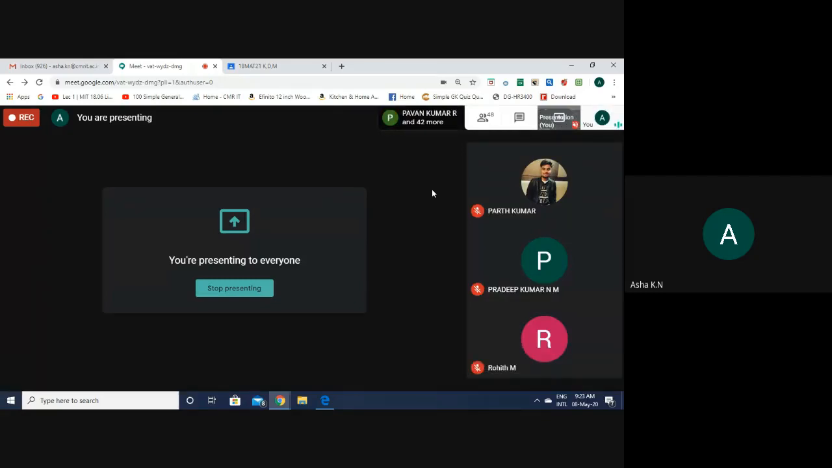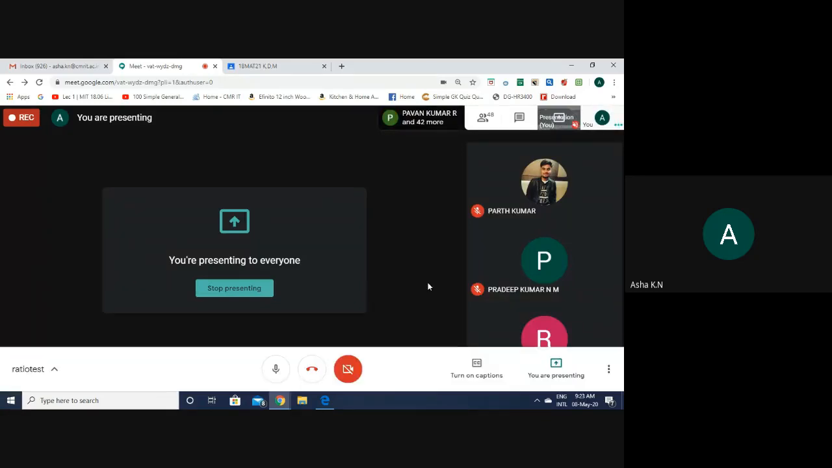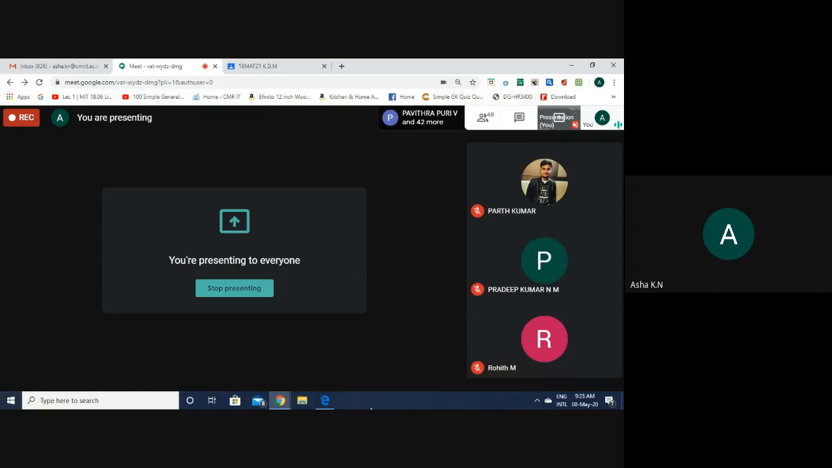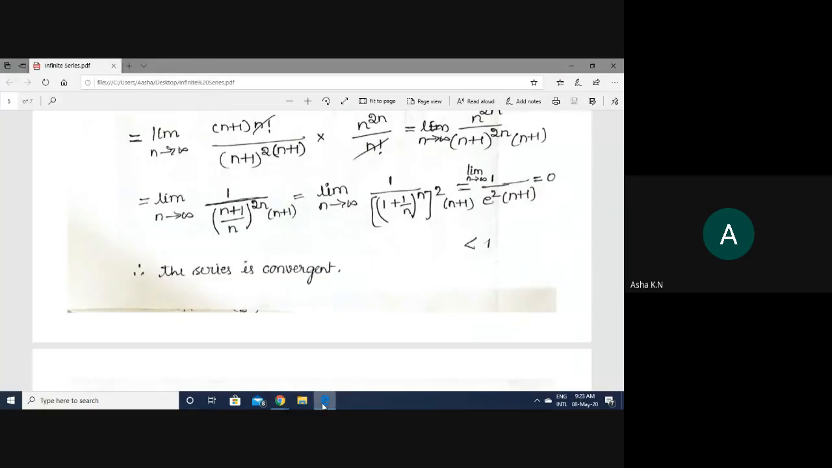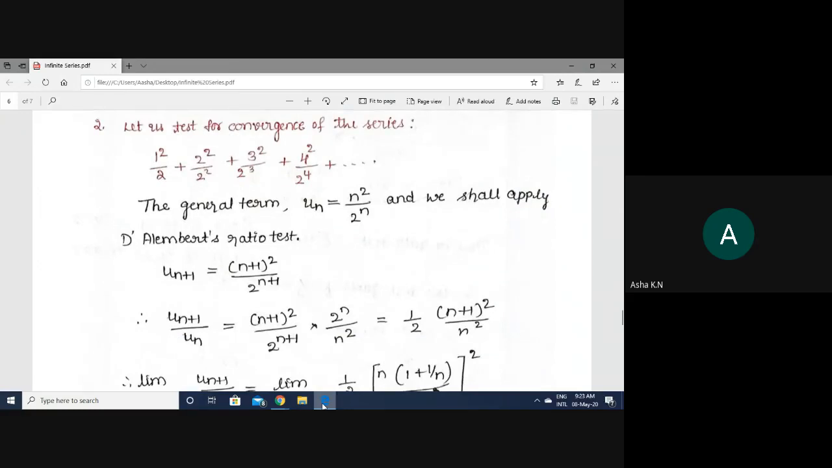Okay, so I hope there are no doubts in this problem. Now let's go to the next problem. Let's test the convergence of the series. They will ask in different ways: test the convergence of, or check whether the given series is convergent or divergent, or test the nature of the series. Different words, nature, convergence, but all these are the same.